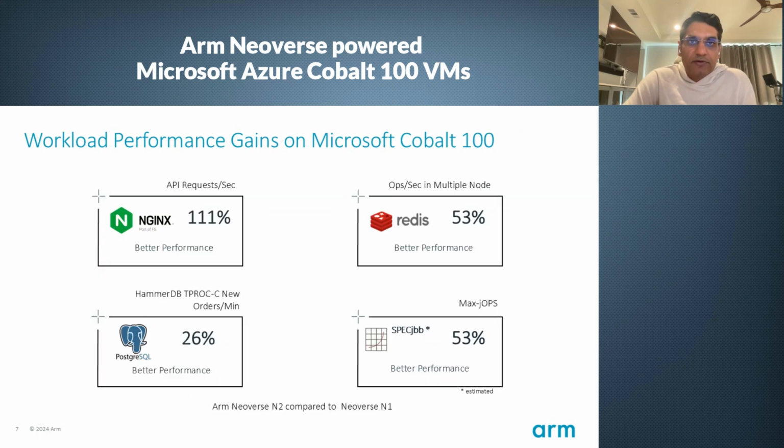Now let's take a look at some of the workload performance gains. Once you build your software stack and you're deploying your workloads, this is what you can expect. Performance gains across a wide variety of workloads in the cloud. If you look at Nginx, you get over 2x gain on your API requests per second. Redis over 50%. Similarly, for PostgreSQL, 26%, and SPECjbb gives you 53% better performance with Cobalt 100 over the previous generation of Neoverse N1 based systems. You could see how it can provide you scale out benefits for your workloads, and you can map additional workloads that you bring to this environment.